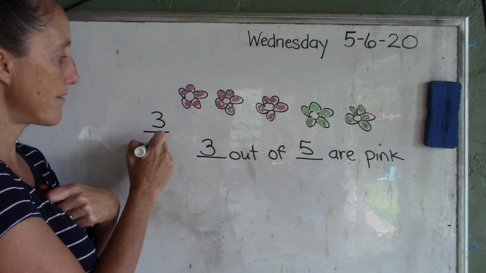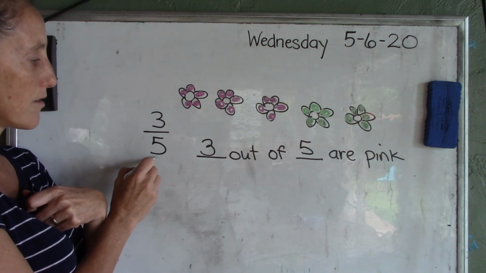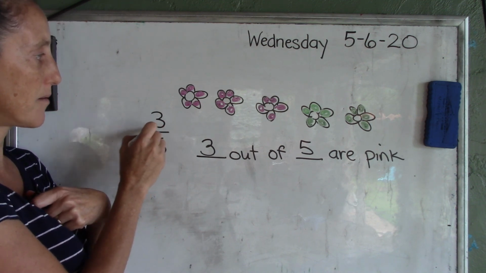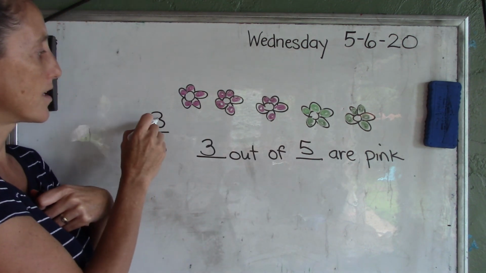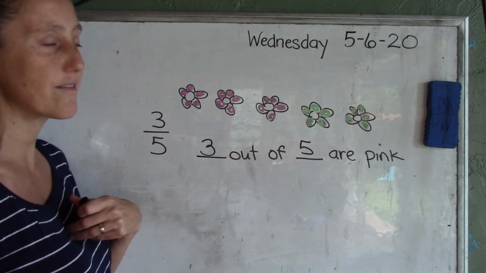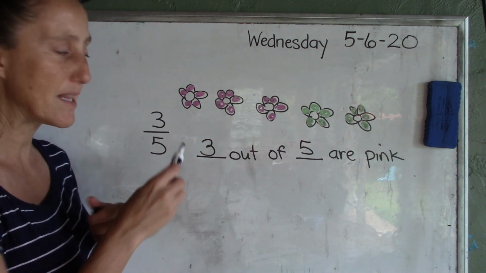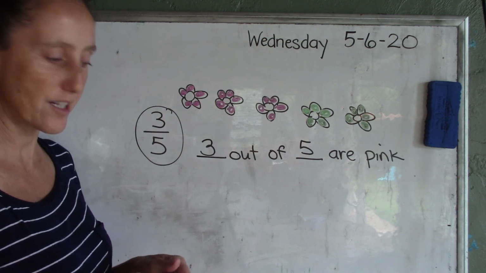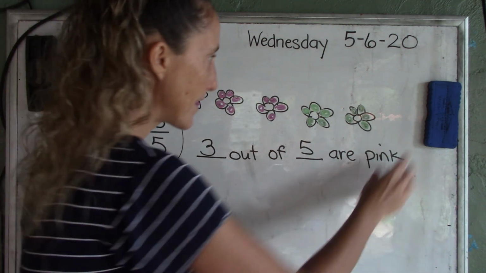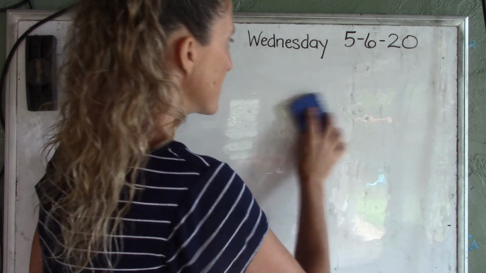3 out of 5. The total number goes on the bottom, and then whatever you're talking about goes on the top. 3 out of 5 are pink. This says the same thing. 3 out of 5 are pink. But this is a fraction. So you're going to get used to what fractions look like. Okay. All right, second and third graders.